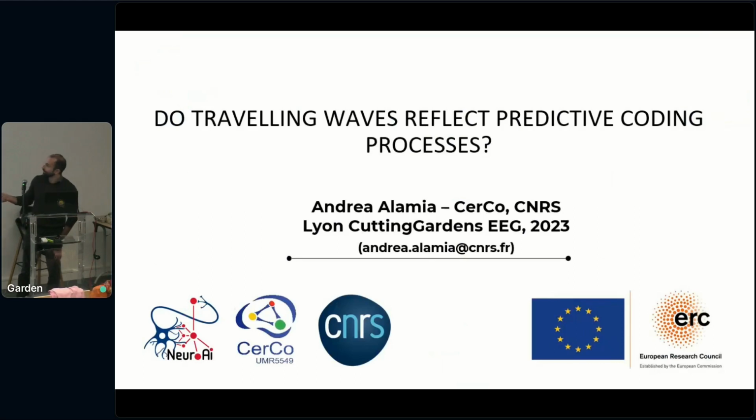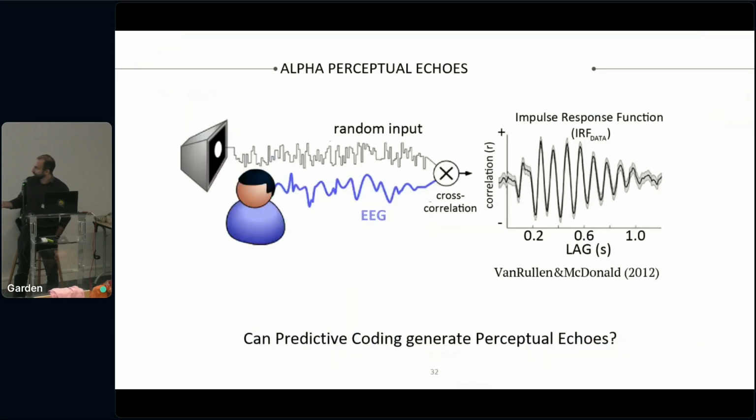So today I'm going to talk about traveling waves, oscillations, and their relationship with predictive coding. I will start from the work that I did during my postdoc with Rufin. The story started in 2012, a long time ago, when he showed that if a participant is attending to a visual stimulation flickering over time, and you cross-correlate this white noise visual stimulation with the EEG, then you obtain an impulse response function that tells you how the brain responds to variation in the stimuli. What we found is that this impulse response function oscillates in the alpha band, around 10 Hz. So we adapted these perceptual echoes and started investigating how oscillations are related to perception.